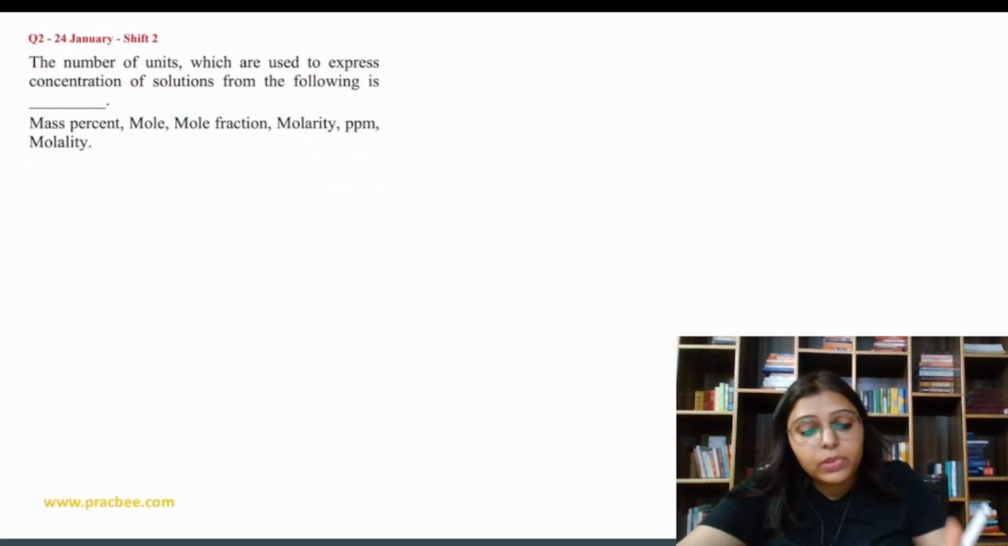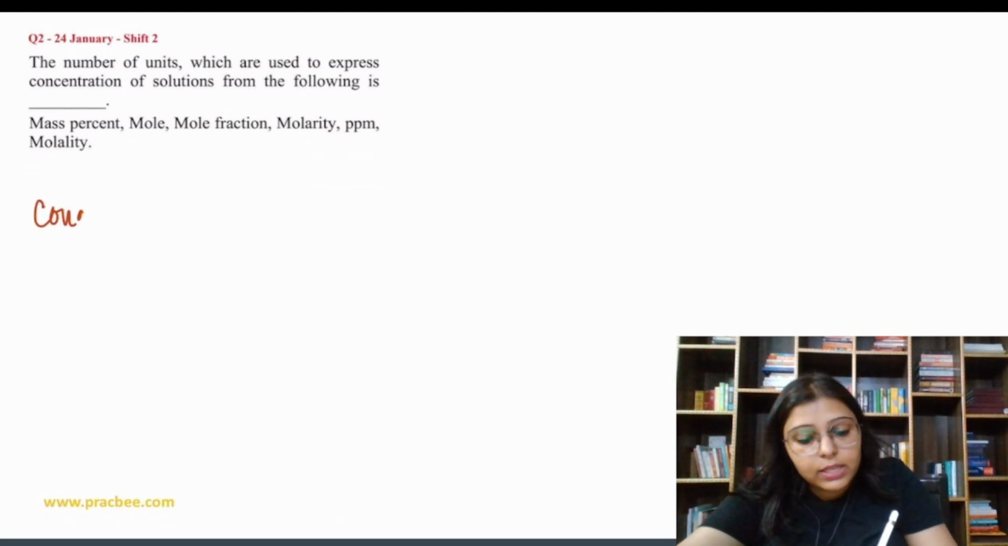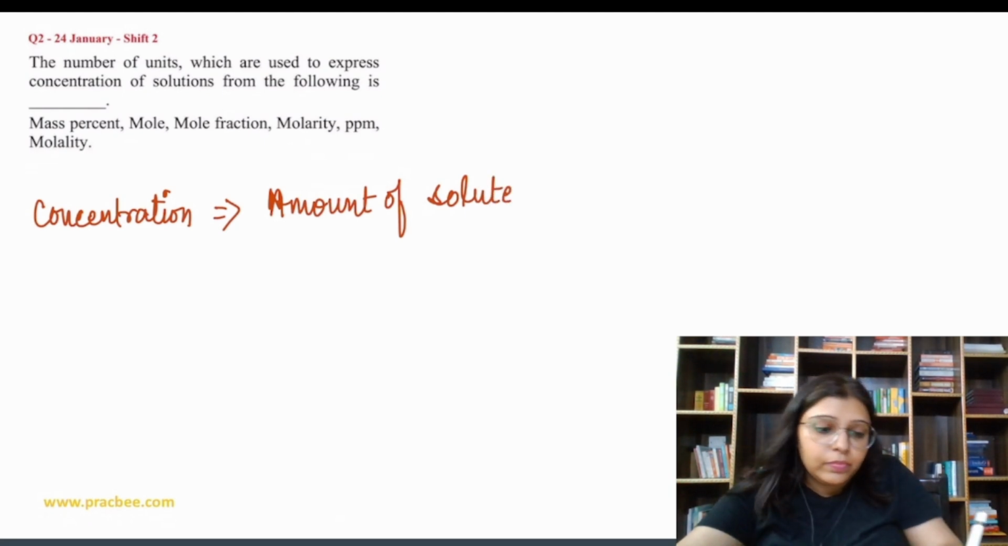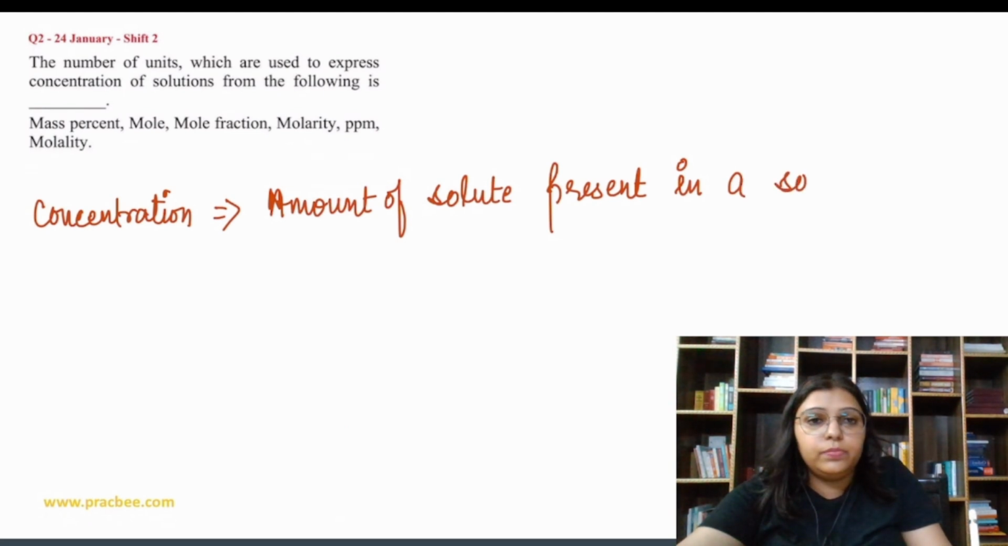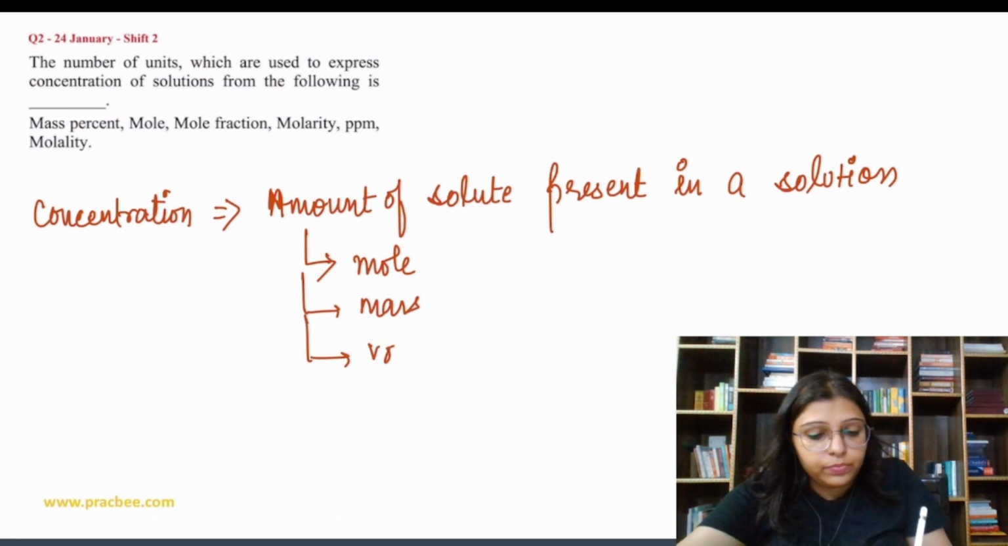Question number 2. The number of units which are used to express concentration of solution from the following is... So what is concentration? Concentration is the amount of solute present in a solution. Okay? And that amount we can find in terms of mole, mass and volume.